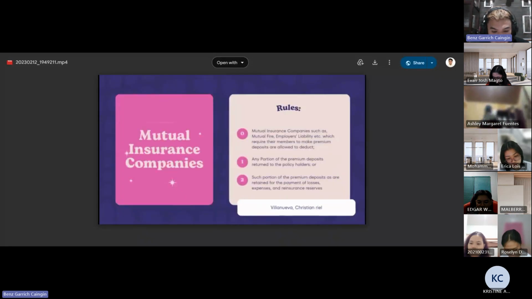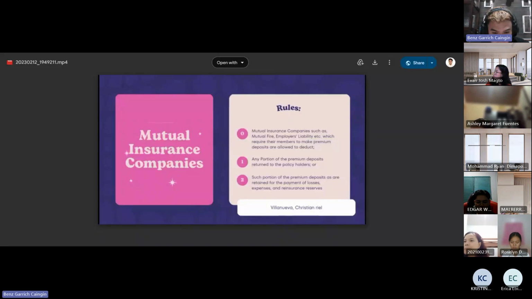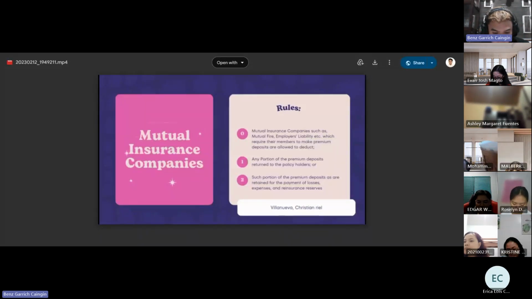Mutual insurance companies. Mutual insurance companies other than mutual life and mutual marine companies, such as mutual fire, employers' liability, workmen's compensation, and casualty insurance companies, which require their members to make premium deposits to provide for losses and expenses, are allowed to deduct from gross income: 1. Any portion of the premium deposit returned to the policyholders. Second rule, such portion of the premium deposit as is retained for the payment of losses, expenses, and reinsurance services. You can see it in Section 37B, IRC Section 27, Section 127.